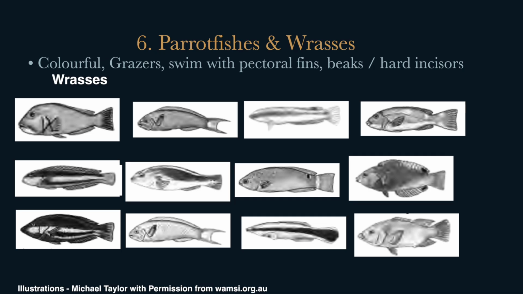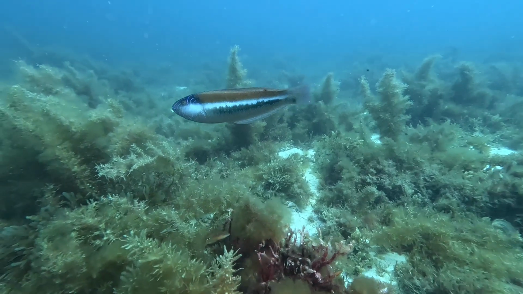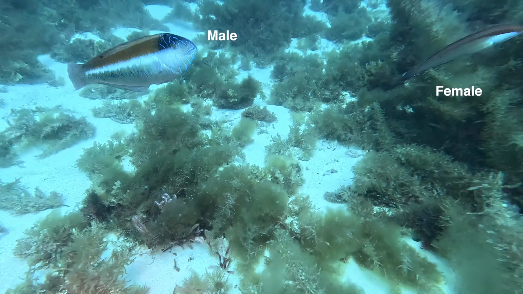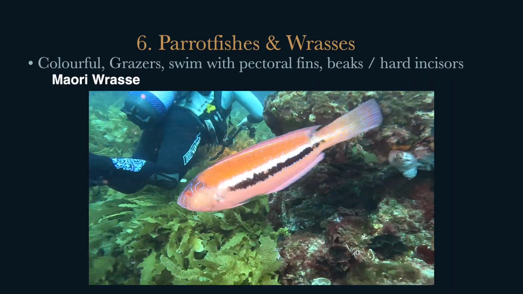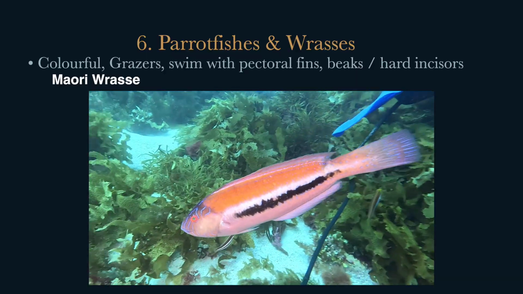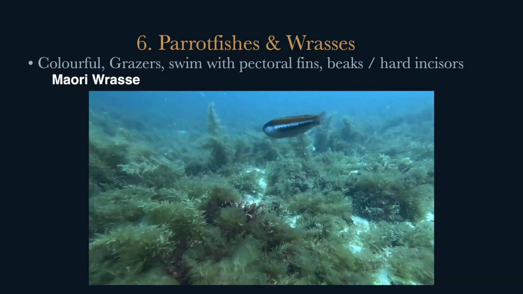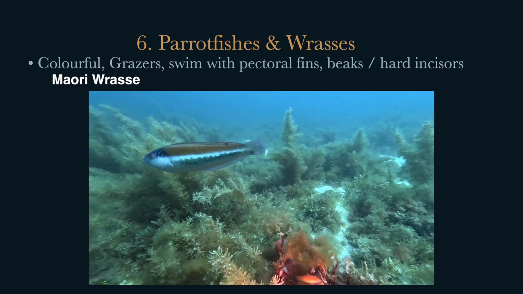So most of the sand you see on a beach came at some point or other from parrotfish. They also have beaks or hard incisors, front teeth. A great many of them are hermaphroditic, meaning they start out as females and change to males later in life. Not all, but most. Maui wrasse can grow to 40 centimetres. They live over sandy bottoms around reefs. They're named due to the blue lines on their face, like a Maori warrior's tattoos.